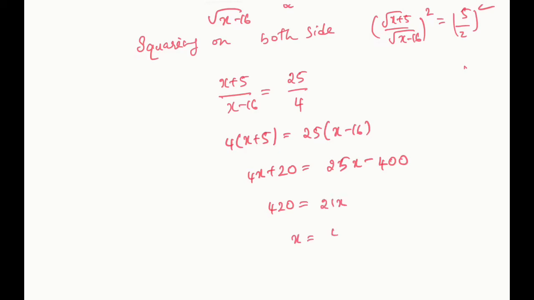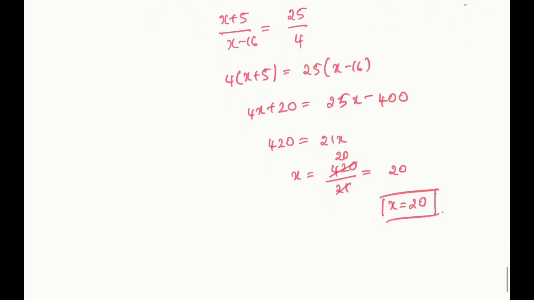That is 21x. x equal to 420 by 21. So 21 2s are 42, right? So you'll get 20. So you get the answer of x as 20. Okay. Hope it's clear to you all. So this is how you solve this type of questions.